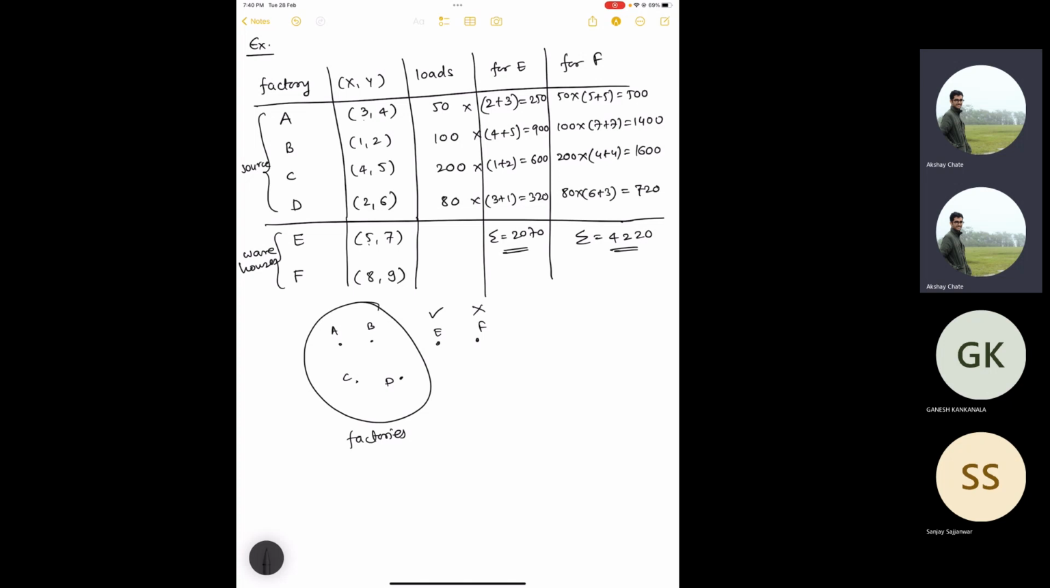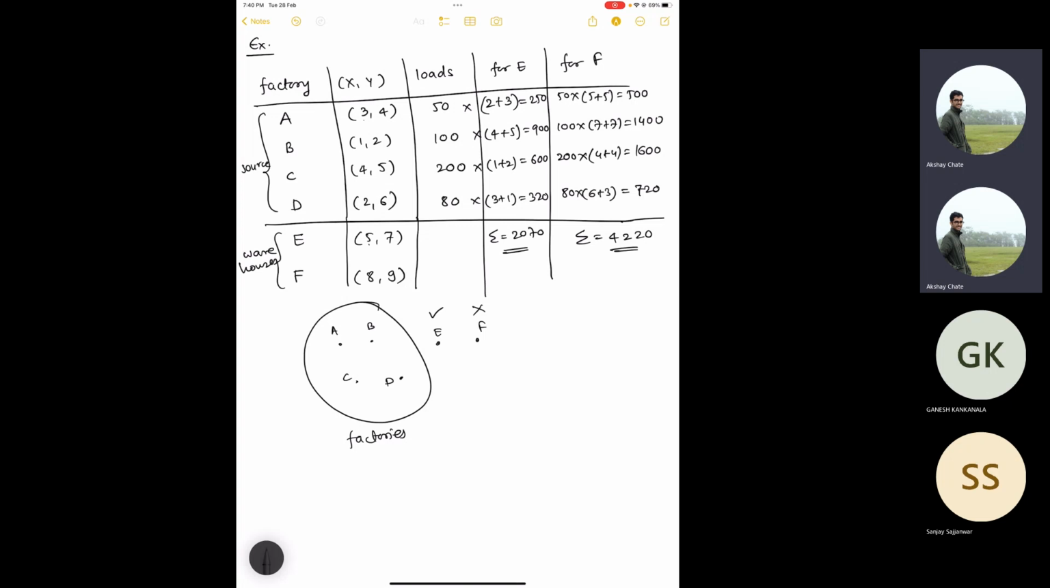For factories A and D, if you are considering the warehouse E, your total will be 250 plus 320, right? Which will be around 570. And for your warehouse F, if you just consider A and D, your total will be 500 plus 720, which will be around 1220.